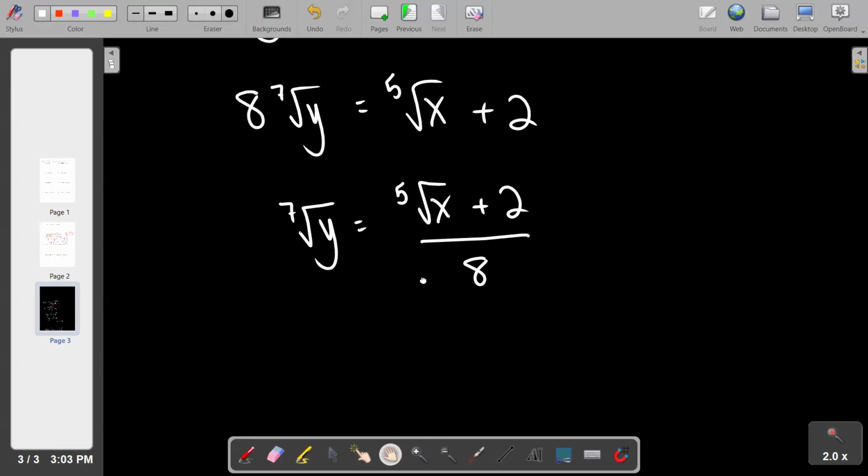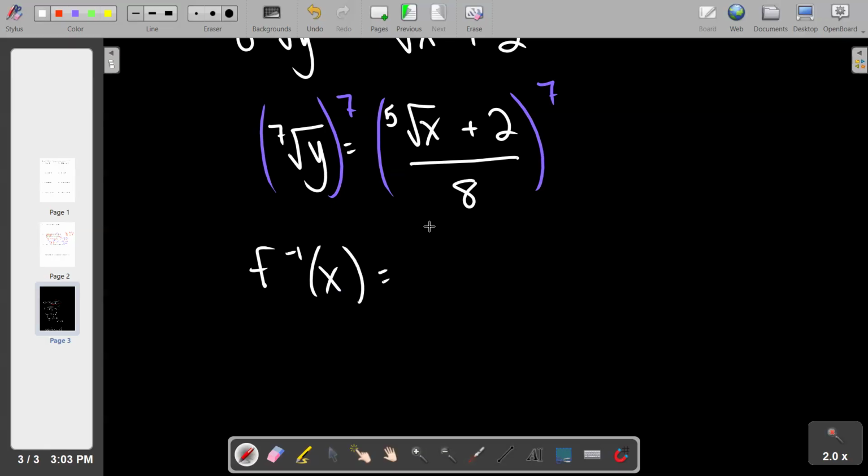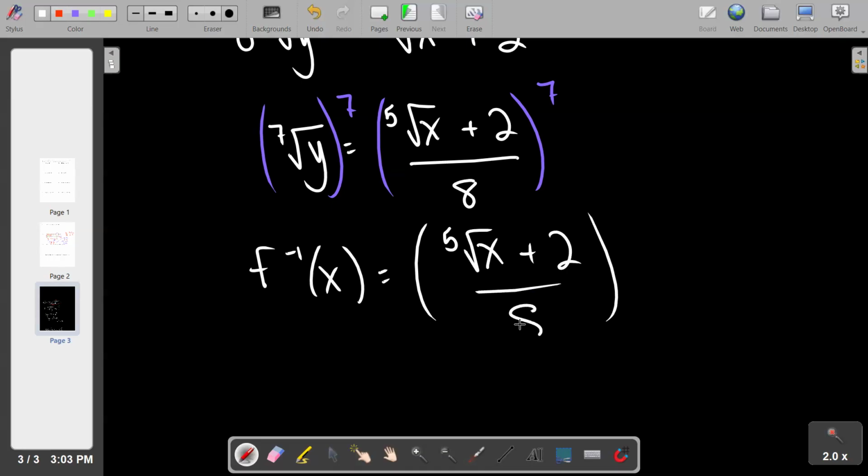What's the last step? Slap some parentheses on there and raise both sides to the power of 7. I didn't write these problems. Someone at Delta Math did, but no one, I assure you, wants you to try to figure out what this quantity times itself 7 times is. No way. You could give me all evening to figure that out, and I would resent you for a week for asking me to do it. So no, we're just going to call it good. We're going to say, okay, I'm done. F inverse of x is equal to this thing, the fifth root of x plus 2 divided by 8, raised to the 7th.